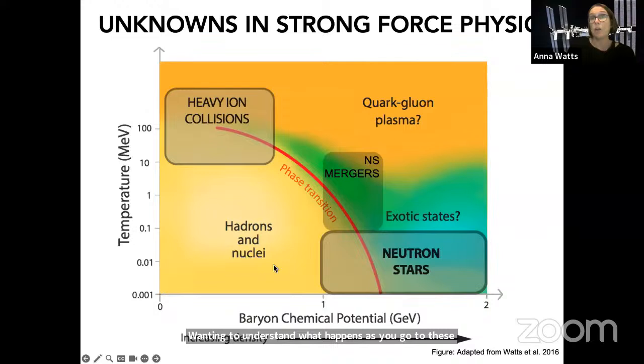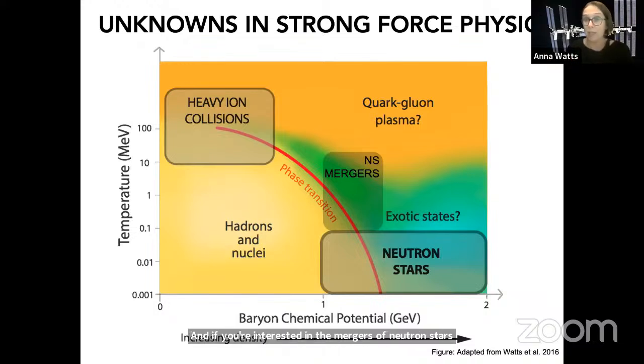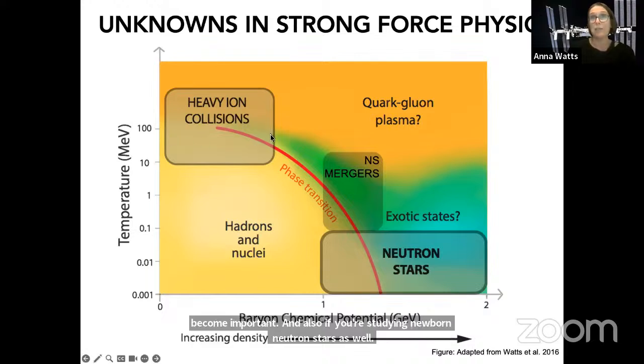Neutron stars basically occupy this region down in the lower right-hand portion of the diagram. So lower temperature, but in principle, potentially higher density. And if you're interested in the mergers of neutron stars, perhaps the gravitational wave signals that come from them, you're a little bit more towards the higher temperature region because thermal effects then become important. And also if you're studying newborn neutron stars. But essentially across this collective of experiment to observation, we are studying these very different regions.